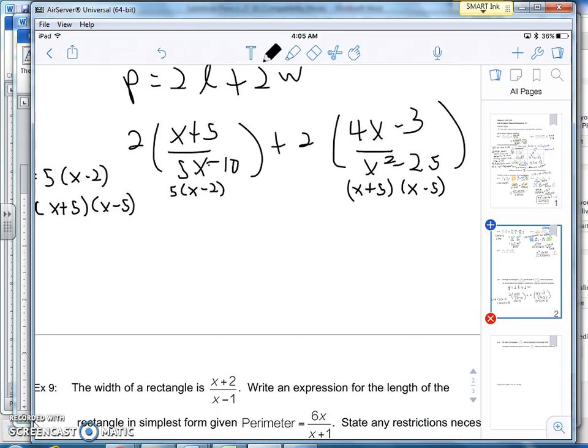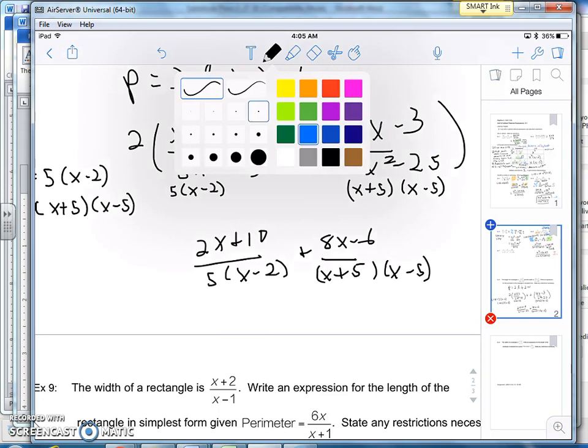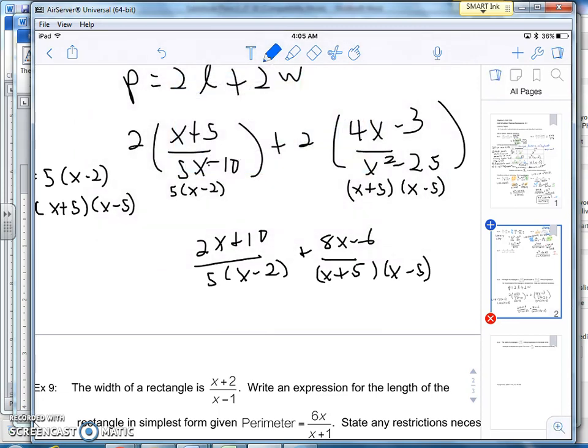Let's go ahead and simplify this first. So I'm going to distribute that 2. I'll get 2x plus 10 over 5 times (x minus 2), plus (8x minus 6) over (x plus 5) times (x minus 5). Now in terms of my LCD, the first expression has the 5 and the x minus 2, but it's missing the x plus 5, x minus 5. We are quickly running out of room.